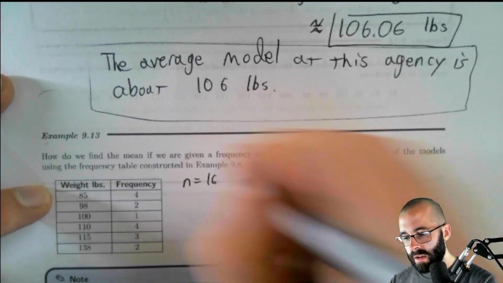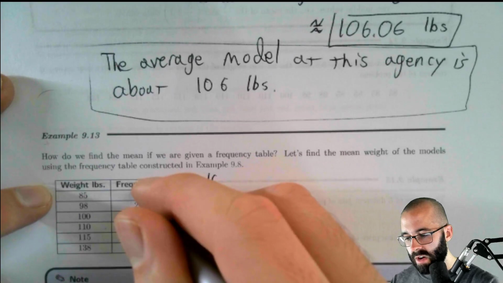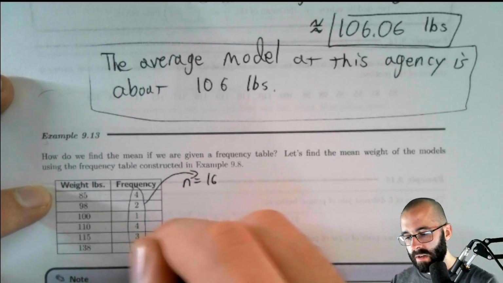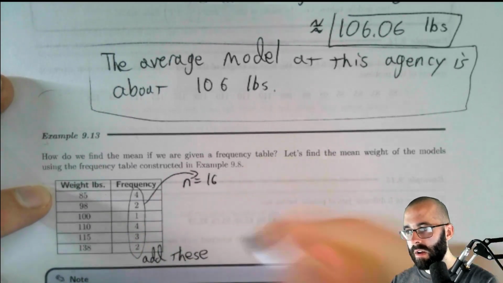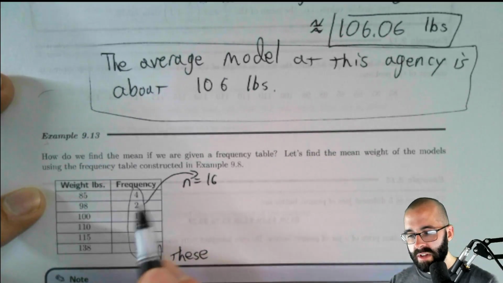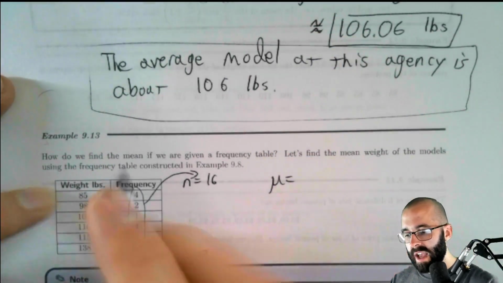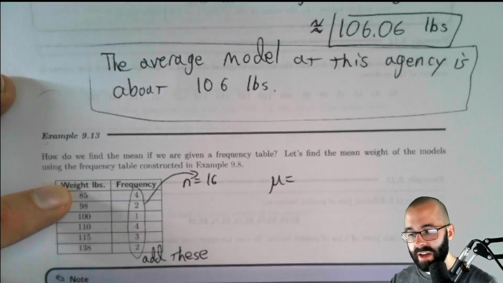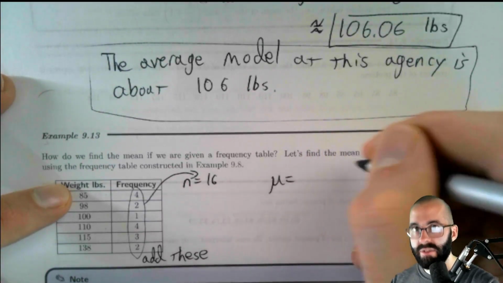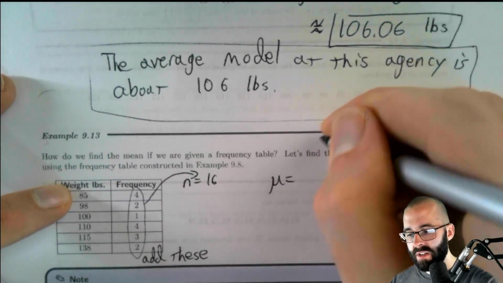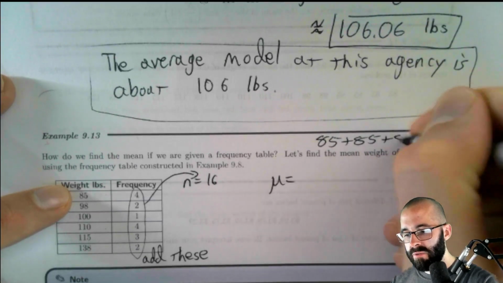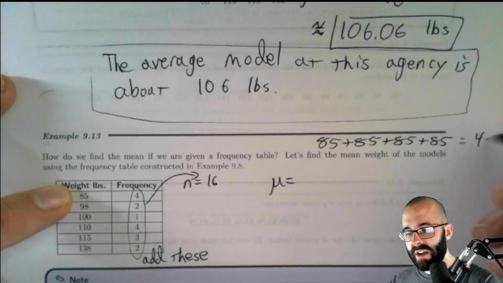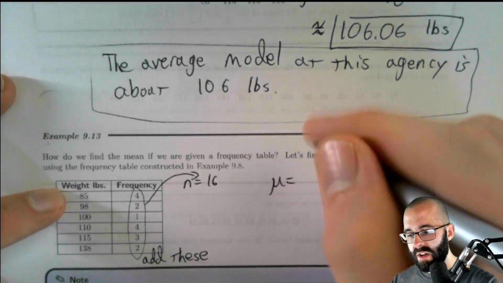N is still 16, right? It's just all of the frequencies added up together. N is still 16, but now we're still adding all of the weights. So we're still adding all the weights, but now instead of just adding up 85 once, we have 4 of these 85s. We have 85 plus 85 plus 85 plus 85. But, right, if you have 4 85s added together, we don't have to write it like this, right? That's just 4 85s. So 4 times 85. So that's what we're going to have here.